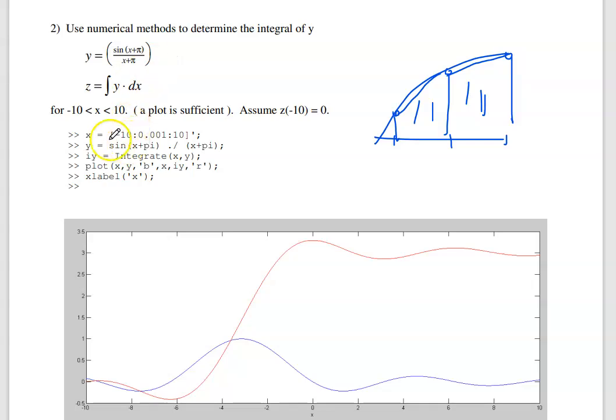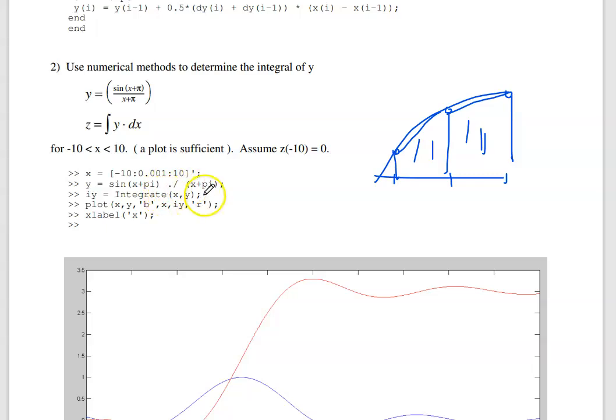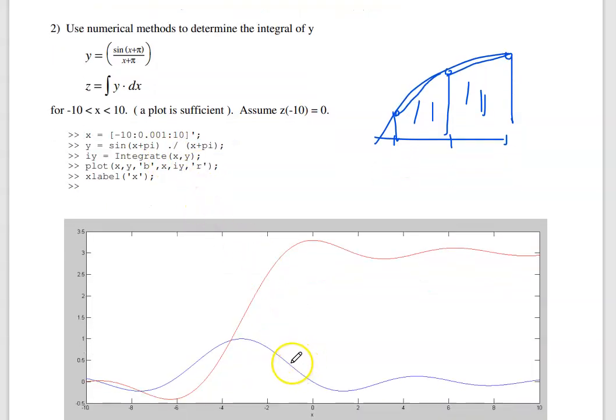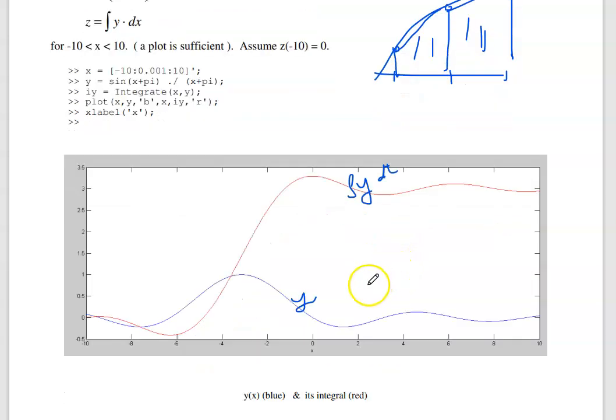So the first step is you input x and y into Matlab. Now call this previous function up here, integrate x and y. Then plot it. So here's y. Here's the integral of y. And when y is negative, the integral goes down. When y is positive, it goes up. Goes down, goes up, goes down. There's the integral. That's the beauty of Matlab. Even if you don't know how to find the integral by hand, as long as I can get the data into Matlab, I can find the integral using numerical methods.